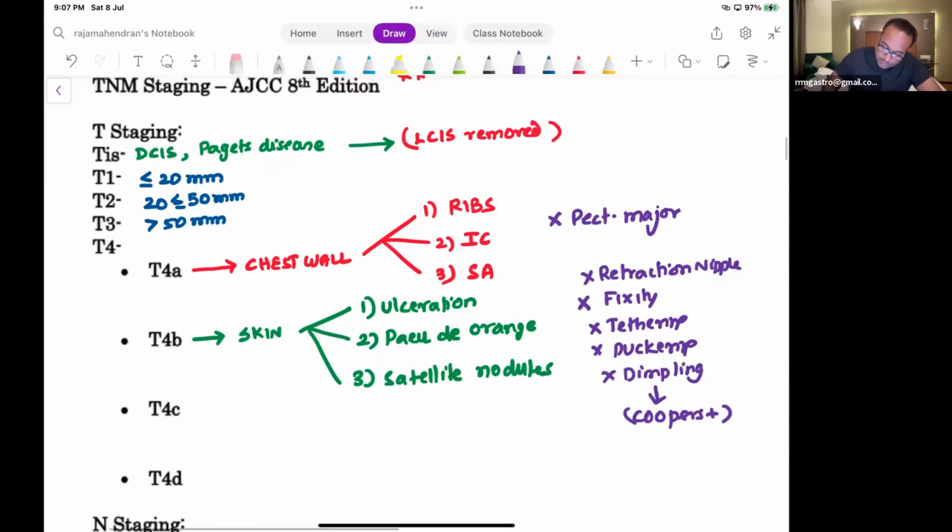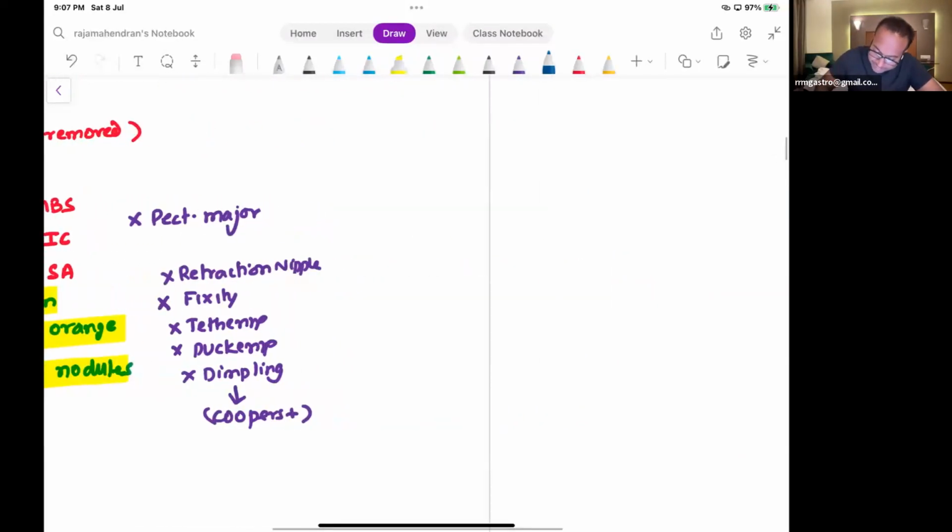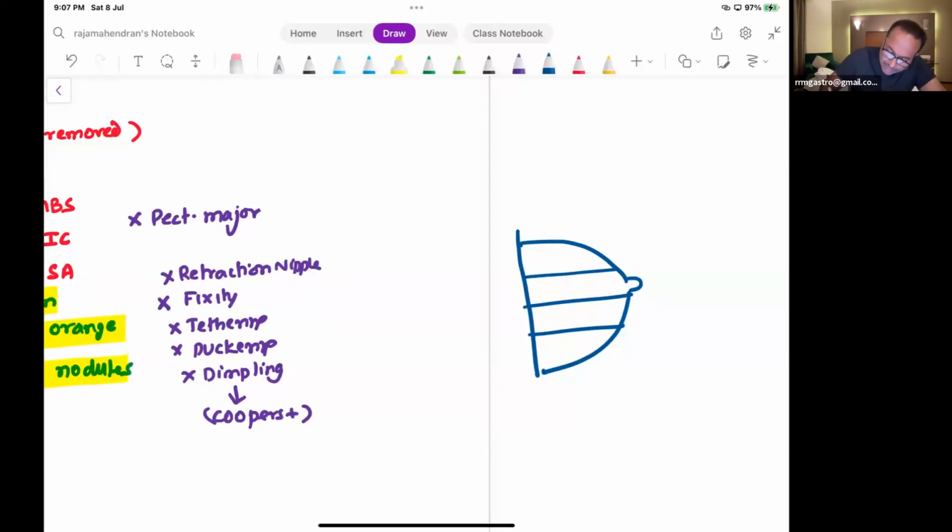So please remember, skin involvement is ulceration, peau d'orange, satellite nodules. These all will come under skin involvement. Tethering, puckering are not, all are the same word only. Actually, the meaning is the same. See, for example, this is the breast. This is the ligament. If the ligament is infiltrated, the ligament is tethered. If the ligament is tethered, it will cause puckering of the skin or dimpling of the skin.